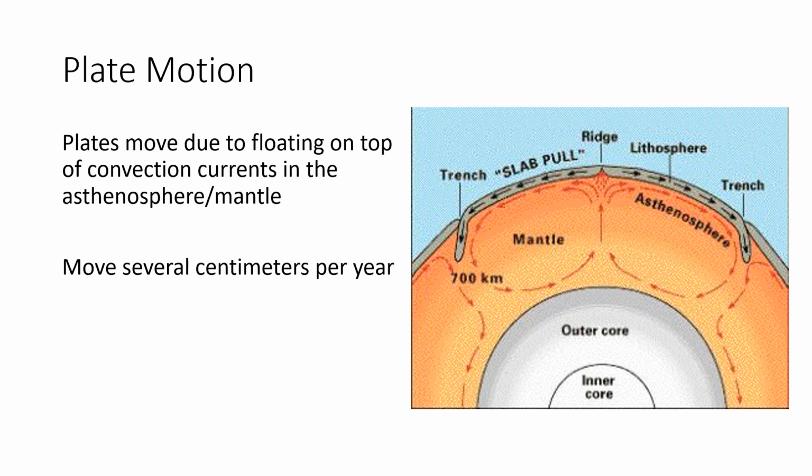Okay, just as a little bit of a review about the way that the plates move, they move because they're floating on top of convection currents that are happening in the asthenosphere and the mantle. So remember, the inner and outer core are very hot. Heat from the core causes the rock of the mantle to rise. As it gets towards the outside, it cools down and then starts to sink. And so this motion right here at the top of the mantle is what drags plates of the lithosphere along with it. And these plates move several centimeters per year, so about as fast as your fingernails grow.